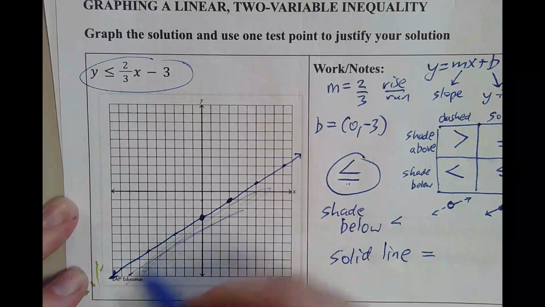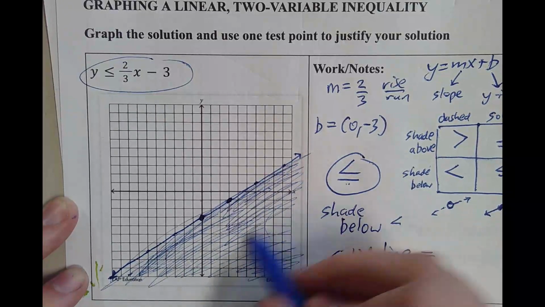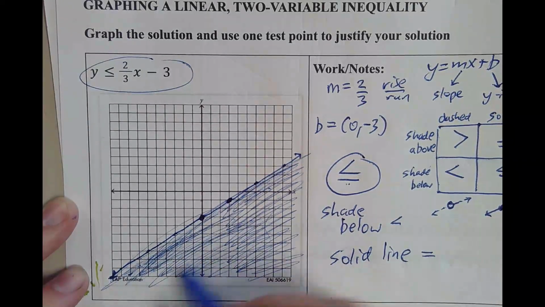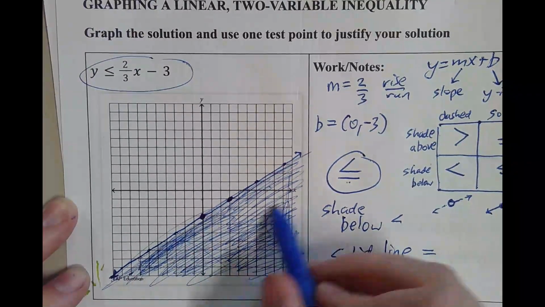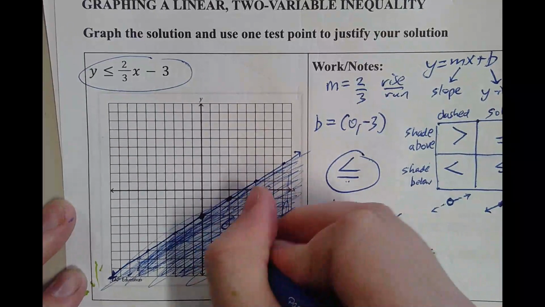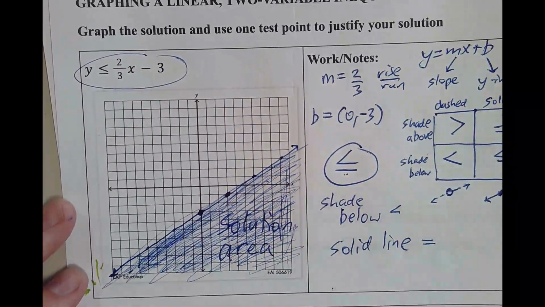So essentially, you could just take out a colored pencil or something and shade below. I'm going to show you a different way very soon with the next problem. But essentially, everything below the line is a solution, so you can shade it. I'm going to write down as well that this right here is called my solution area.